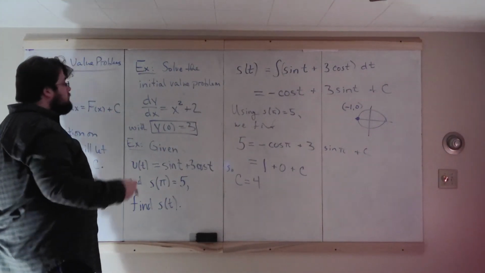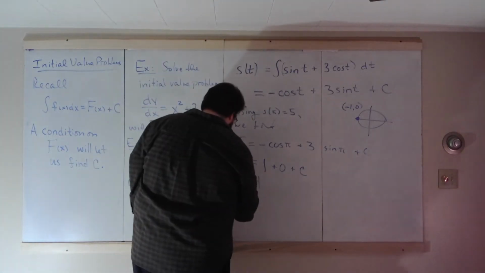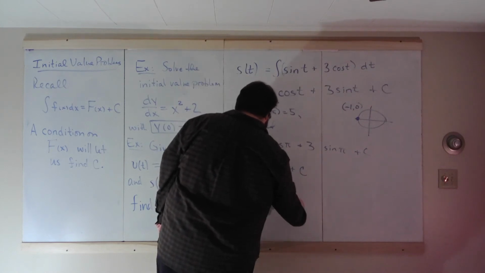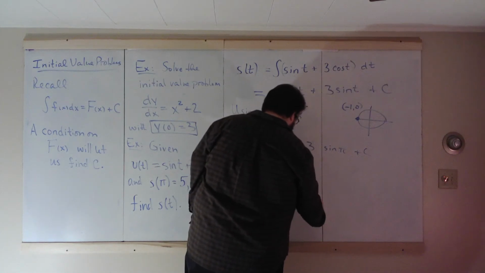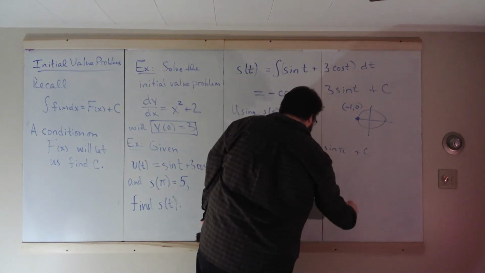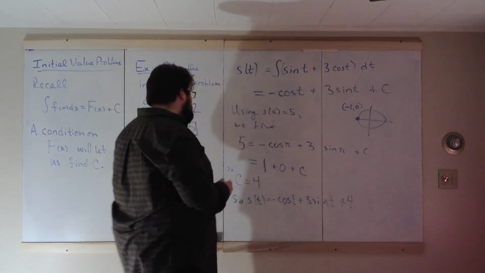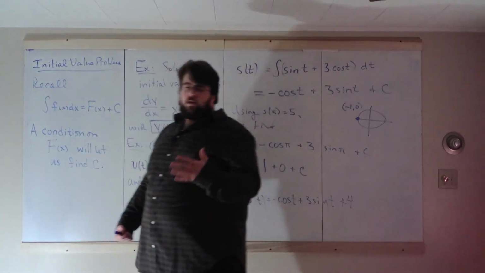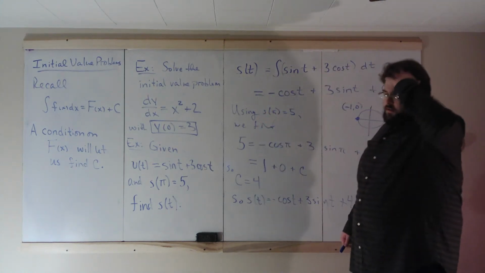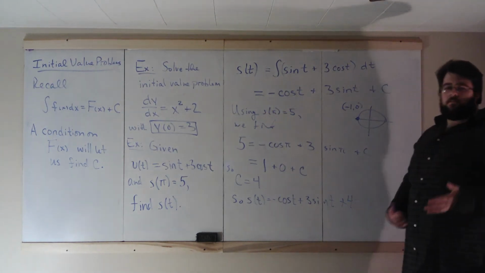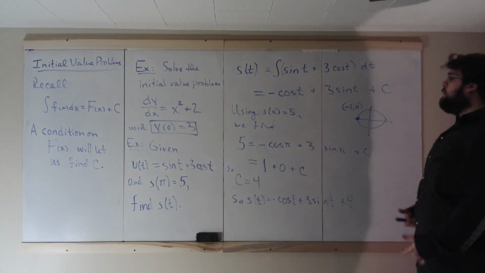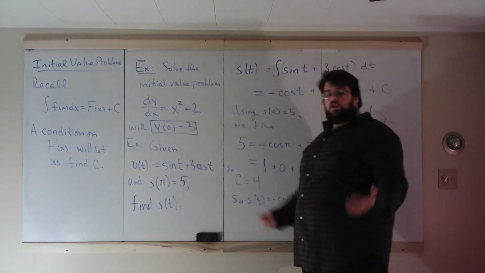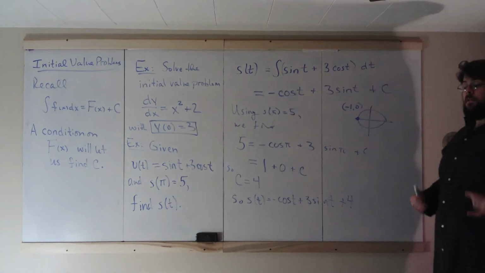Well, now we just need to write what we get for s of t. So s of t is what? Negative cosine of t plus 3 sine of t plus c, and c equals 4, so plus 4. So these initial value problems I could have done last week with the antiderivatives, but I wanted you to get some practice with antiderivatives before doing this. So all we're really doing here is adding to that a condition which allows us to find the constant.